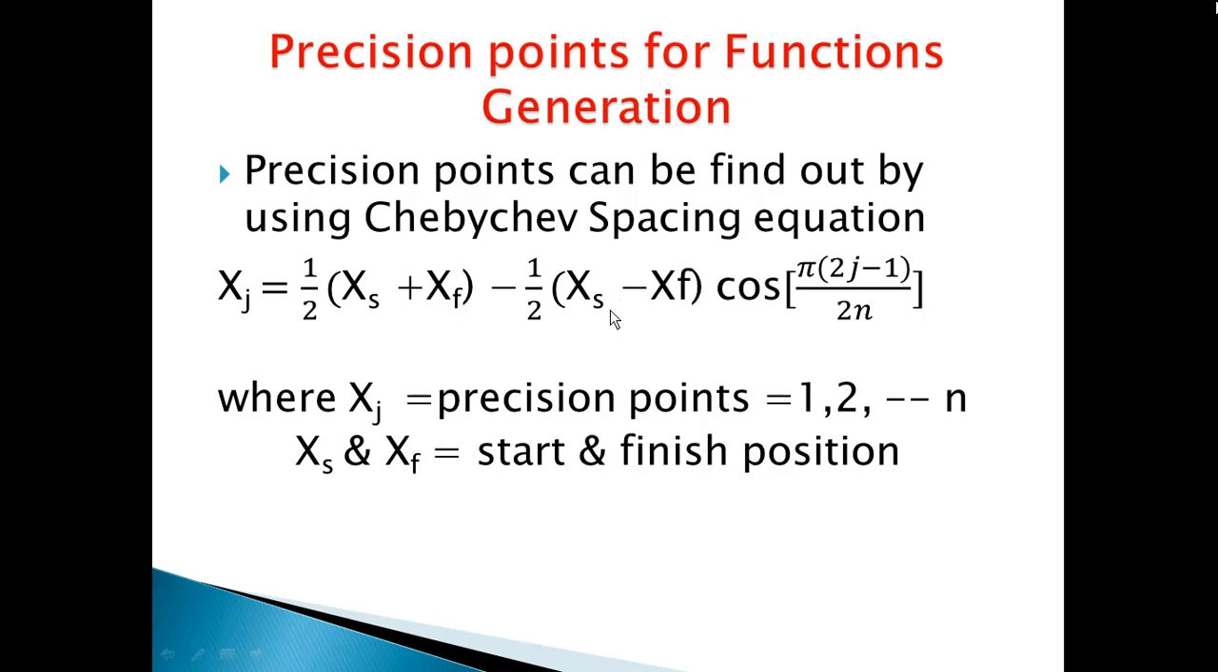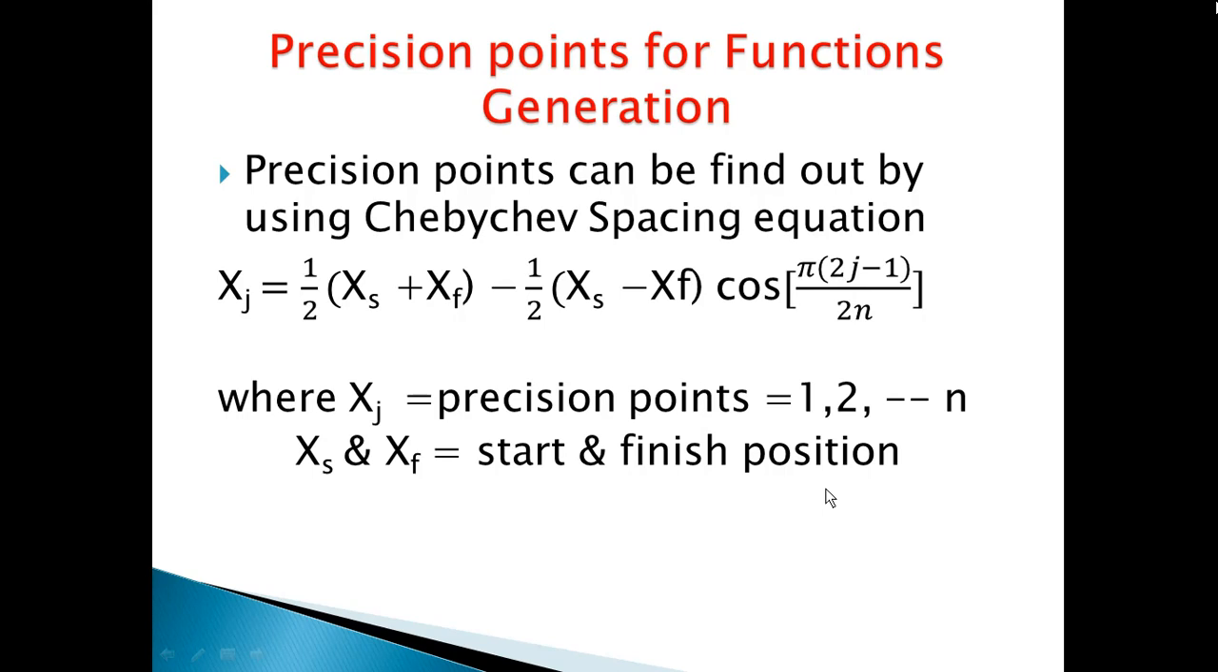Over here I have made a mistake, that is, the final point is supposed to be on the left side, and the small value of xs is supposed to be on the right-hand side. So the difference will be positive. It's nothing but the range between them, into cos of pi into (2j minus 1) upon twice n, where j represents the precision points, and xs and xf are nothing but the start and finish positions.